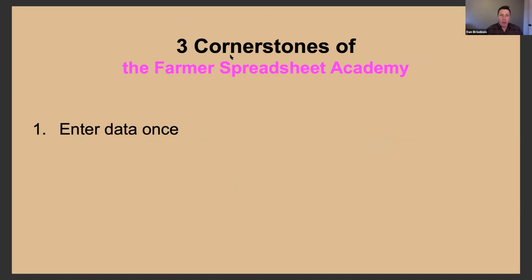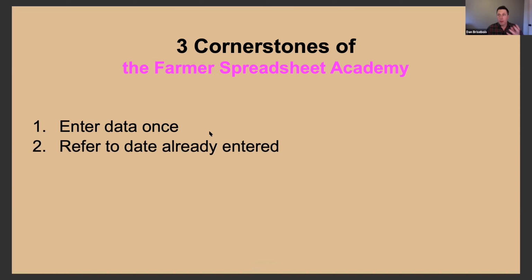The way that I'm going to look at this is what I call the 3 cornerstones of the Farmer Spreadsheet Academy. The first cornerstone is we want to enter data once into our spreadsheets. In this case, the data that we're going to enter is what we're taking out of Local Line through a CSV file. So that's what we're going to do at first.